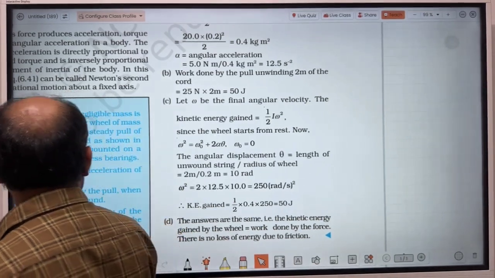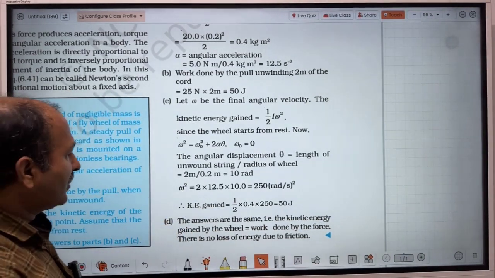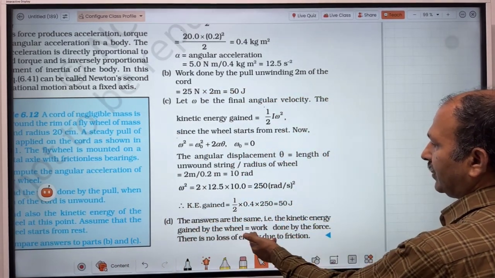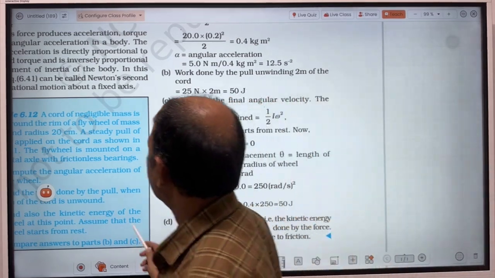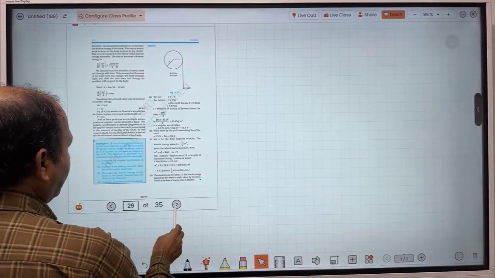In our question it was given that you have to compare B and C. So what you have observed, they are equal. So the answers are the same. The kinetic energy gained by the wheel is equal to the work done by the force. There is no loss of energy due to friction. So I think you have understood. The question is simple, but it is important.